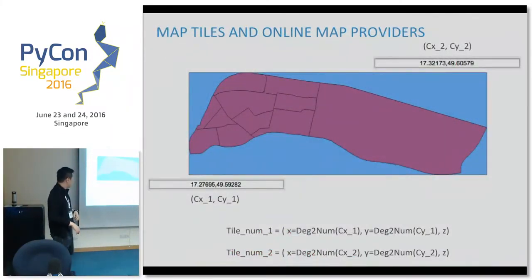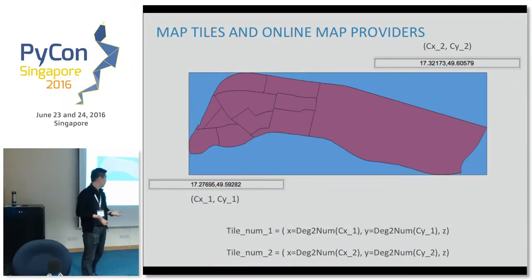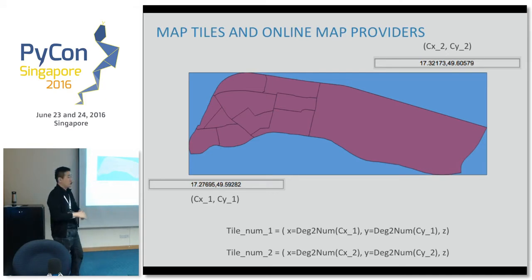So just to give you an example, if there's a particular region that I want to query, I want to view on my PC, let's say I'm using Google Maps or Bing Maps, OpenStreetMap, the concept is the same.